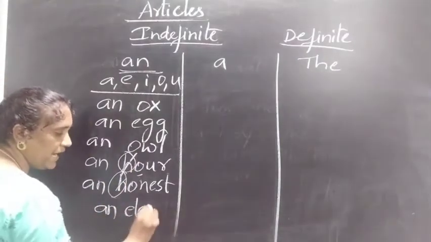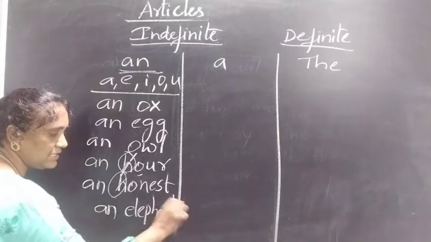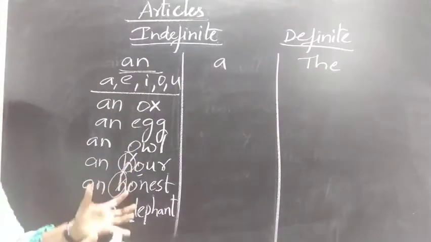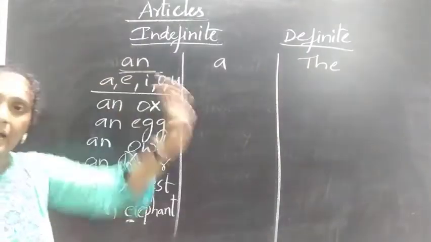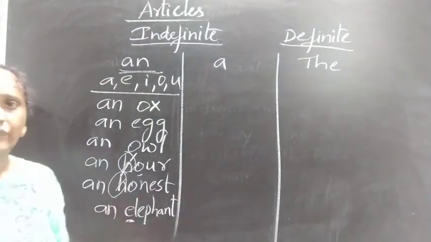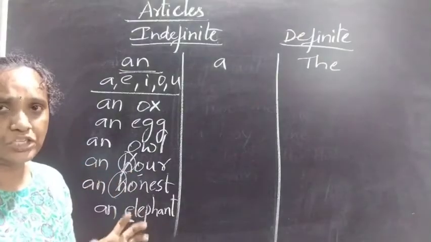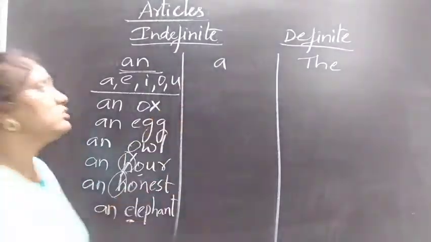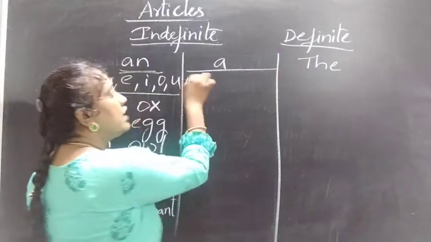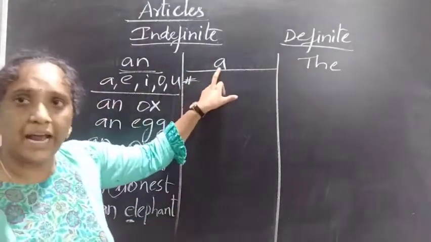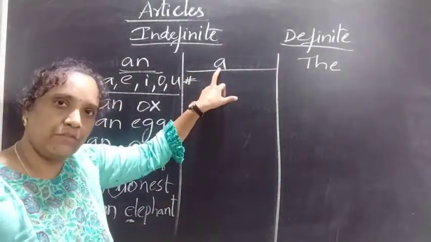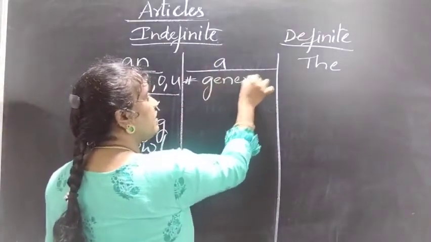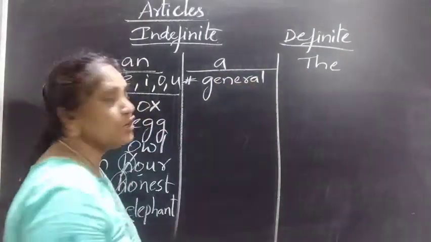E-L-E-P-H-A-N-T, elephant. You observe that it has an E. Here it is not particular. I am not taking any particular thing. So, indefinite means anything: among 100 elephants, I am talking about an elephant. I am not mentioning particularly what it is, but saying it in general. A is also the same thing, which we take for general. A is also used in front of a word when we are talking generally.